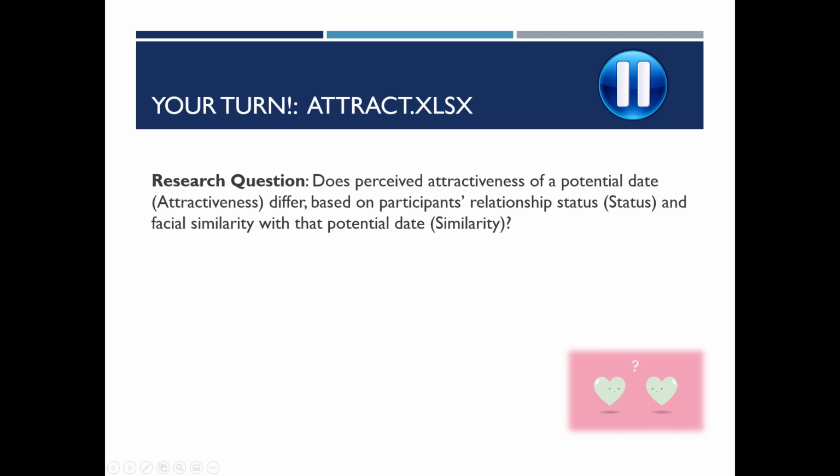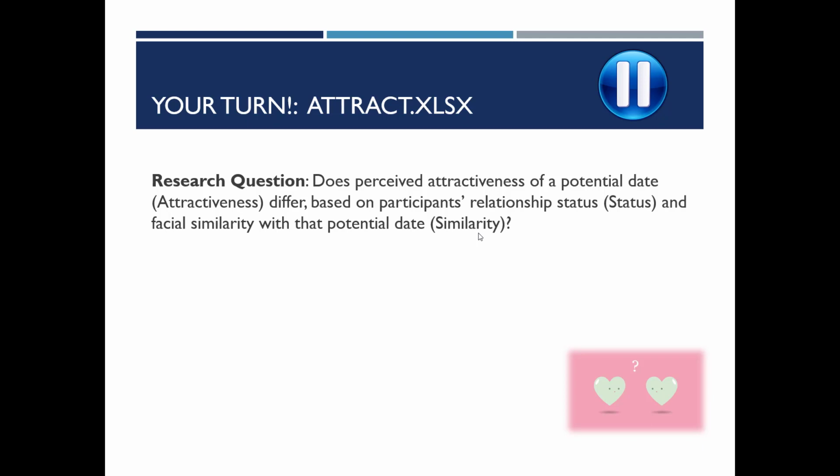And so the idea behind this research question is that, first of all, the researchers hypothesize that there may be main effects of status, relationship status, and similarity. So those who are single might rate the attractiveness of a potential date higher based on, let's say, taking a look at a photograph of that potential date compared to those who are already partnered or in a romantic relationship. And then there may be a main effect of facial similarity where participants may tend to rate potential dates that have higher facial similarity to them as being more attractive than those potential dates that have lower facial similarity.